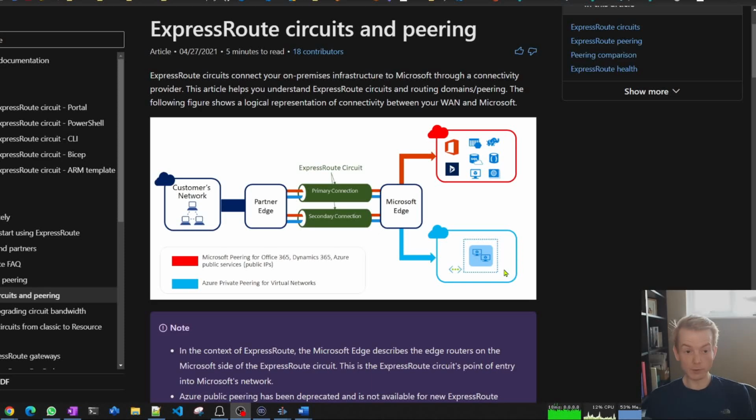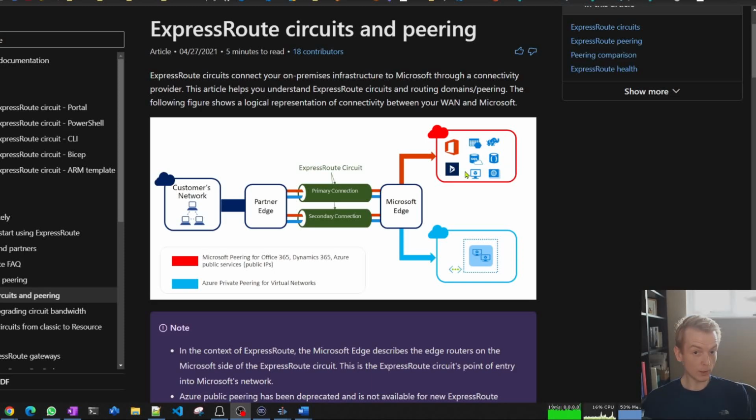There is also the red line here, which is the Microsoft peering, and that's the world of public IPs, possibly public ASNs, and getting access to public IPs inside of the Microsoft network.